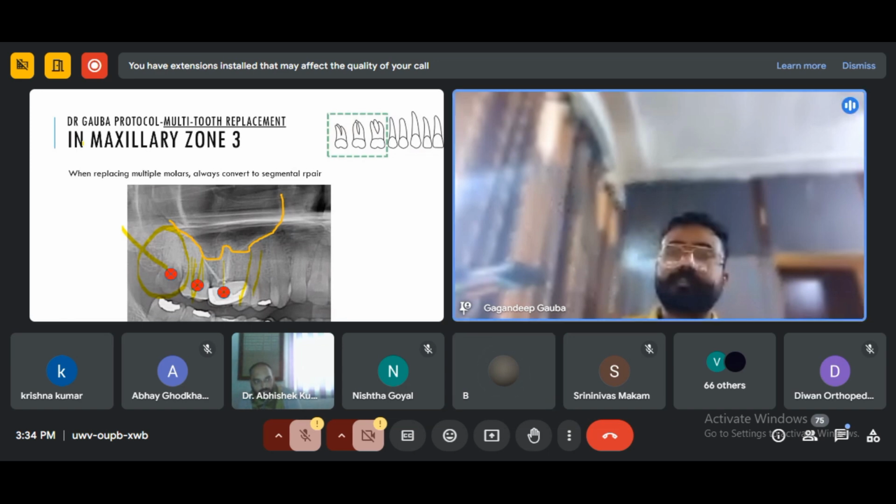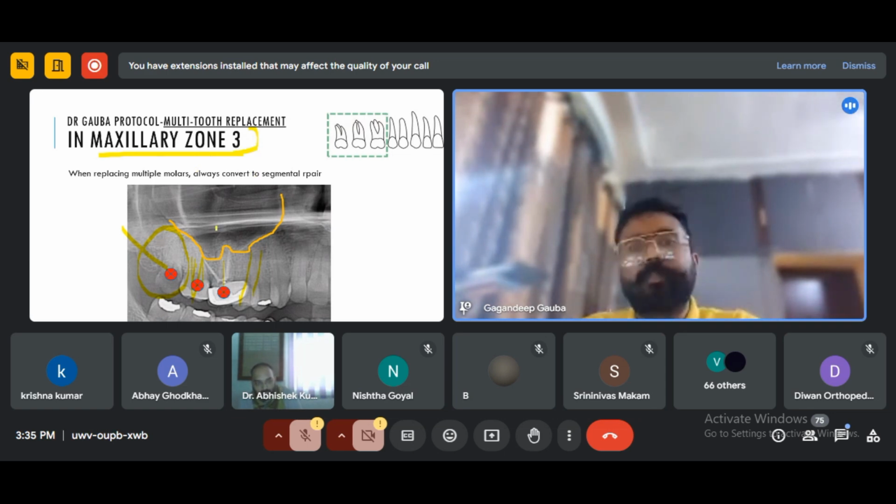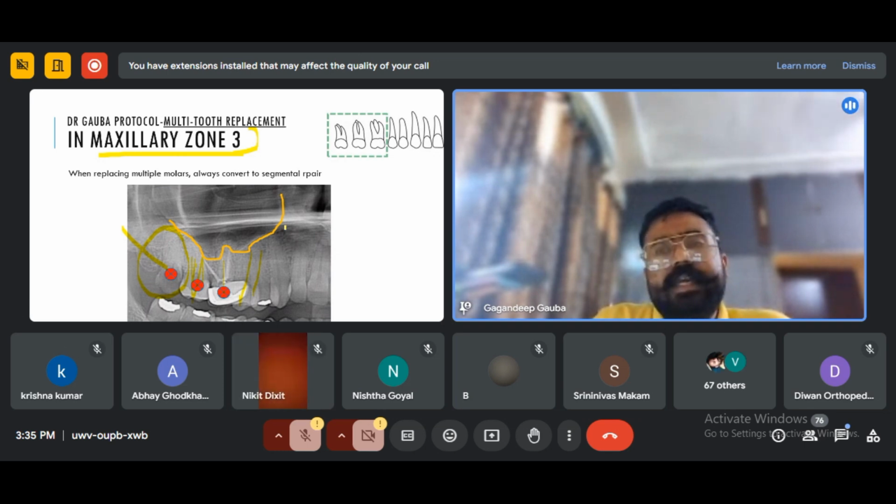Right. So when replacing multiple maxillary molars in zone 3, we almost always deliberately extend and convert it into a segmental repair because it gives a very long lasting and permanent solution to the patient. In addition, if we do the segmental repair now, we can easily convert it into a full arch prosthesis later on when the need arises. When the other segments also fail, these implants, once placed in strategic positions, can be used in the full arch prosthesis as well.